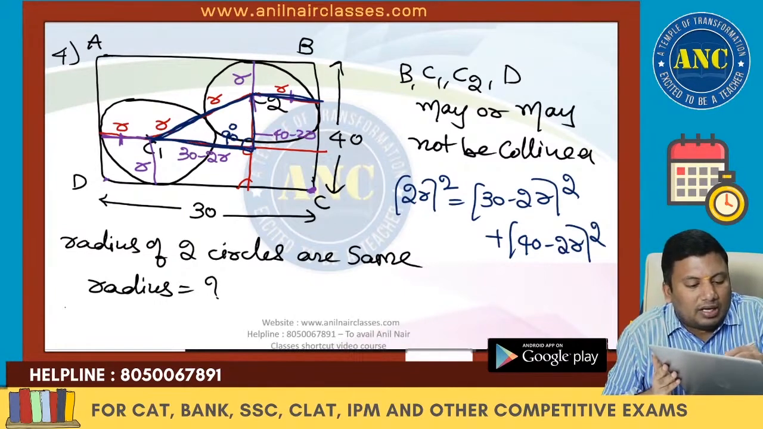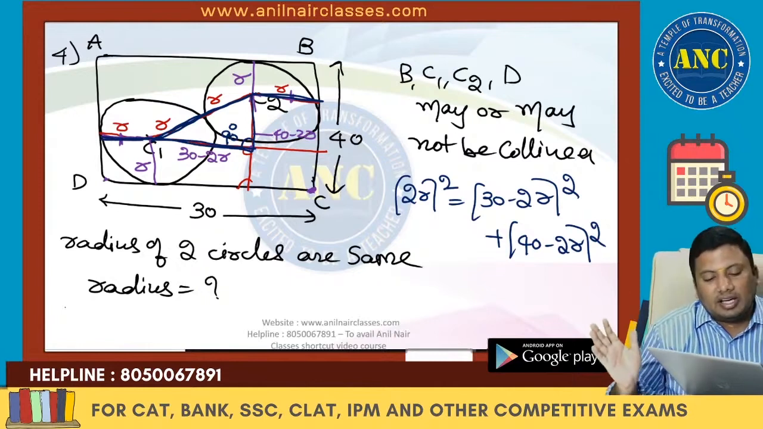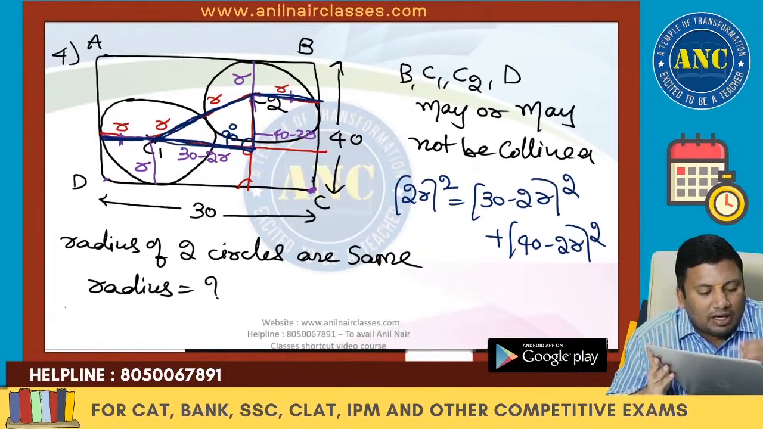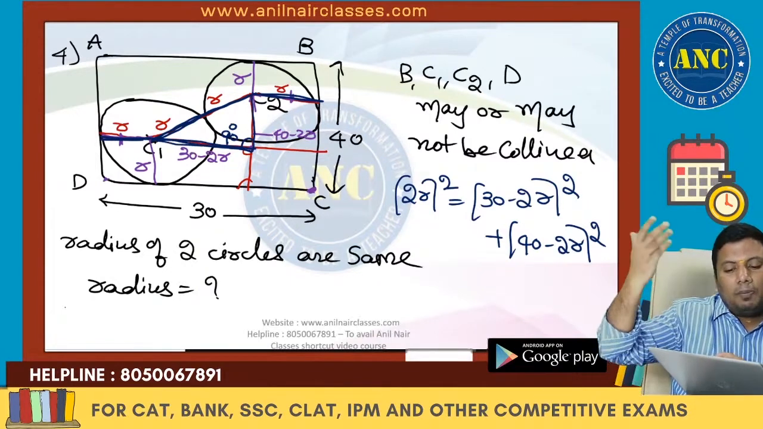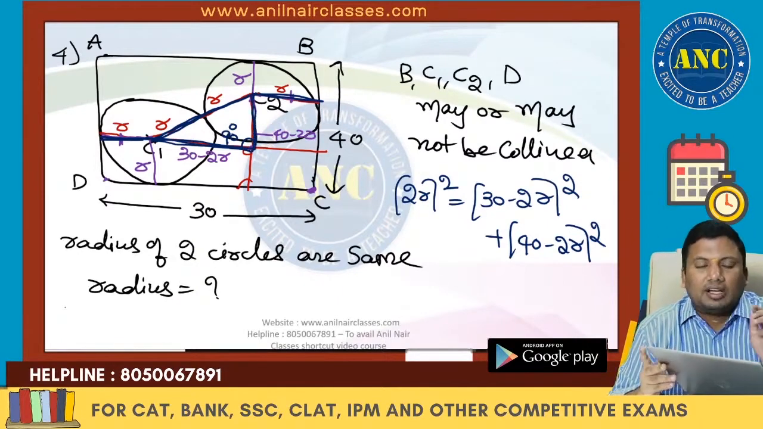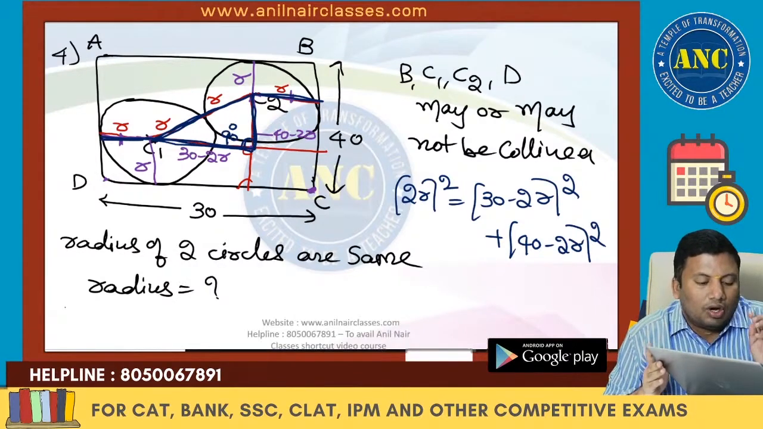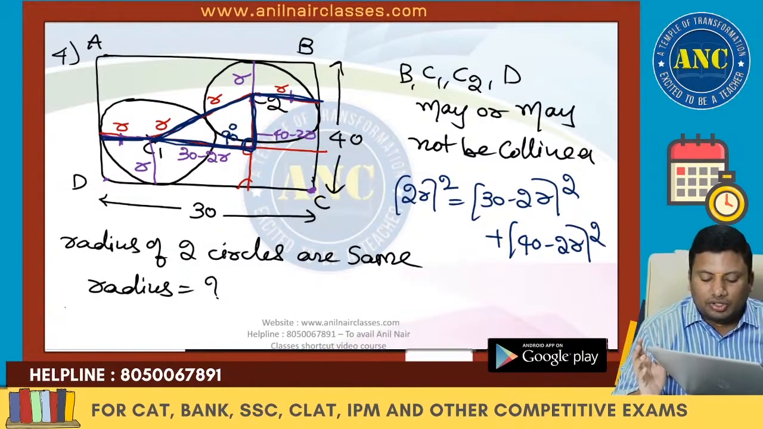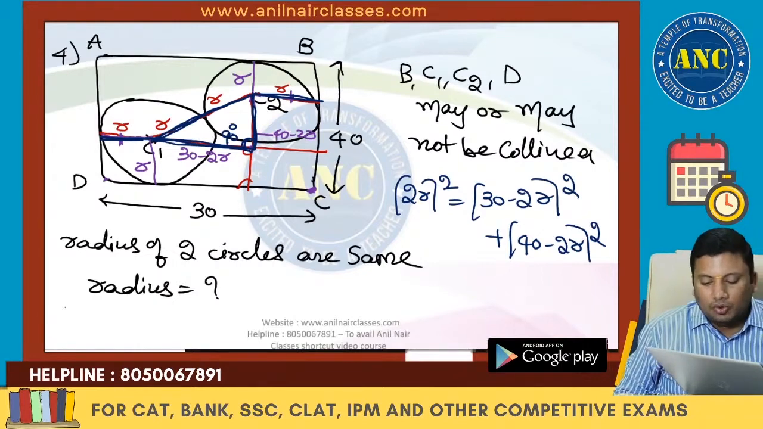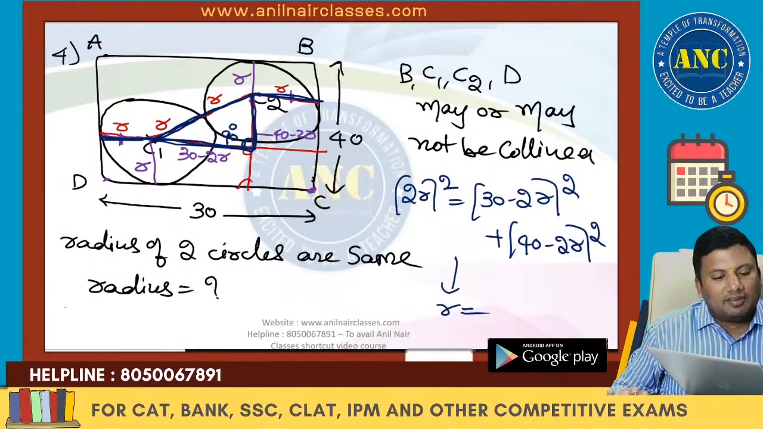These are R, left side R, right side R. So this is 30 minus 2R. Top is R, bottom is R, so this value is 40 minus 2R. This is a perpendicular, so 2R becomes the hypotenuse. So (2R) squared equals (30 minus 2R) squared plus (40 minus 2R) squared. From here you will get the value of R.